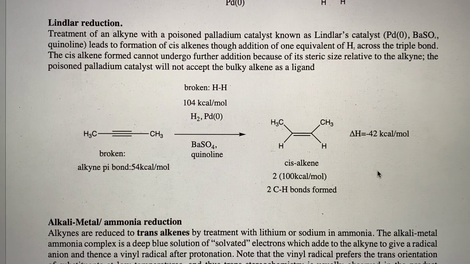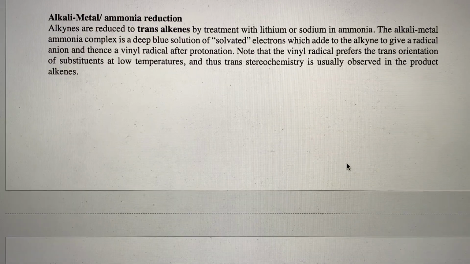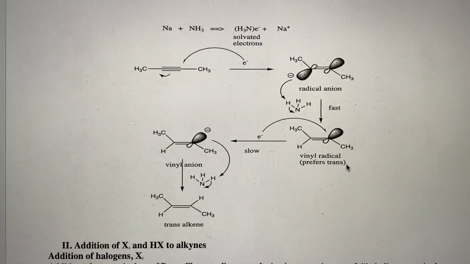Okay, only one. The second way to do that, if you want trans, has to be a different way. You don't use a catalyst. In this case, you use ammonia with sodium that makes electrons. So the mechanism is different. Sodium donates 1 electron, and the ammonia will solvate the electrons. So the electron is basically floating around in ammonia molecules. The electron will be added to the triple bond first, and rearrange, so you get a radical and an anion on the same molecule.